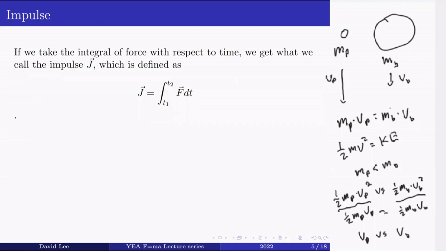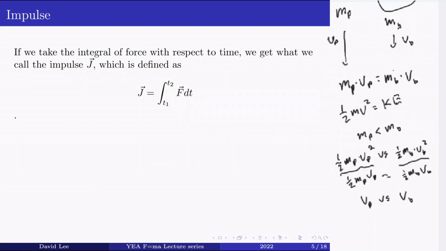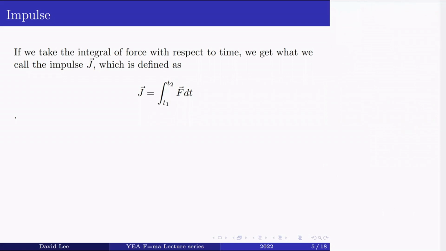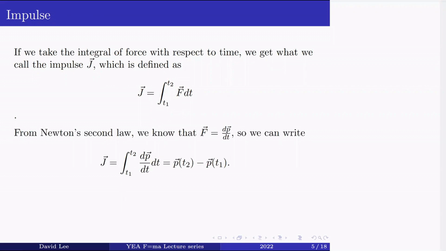Let's just go on and talk about impulse. So, what is impulse? Well, we define it as the integral of force with respect to time. And what this gives us, if you remember from earlier, is that force is just dp dt, right? So if we move the dt to the other side, dp is force times dt.